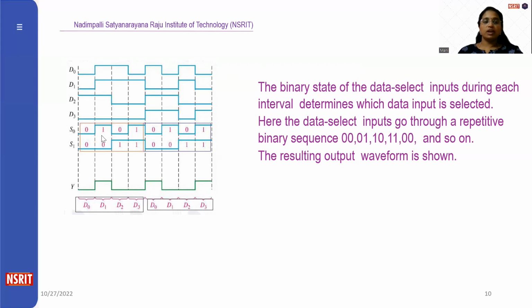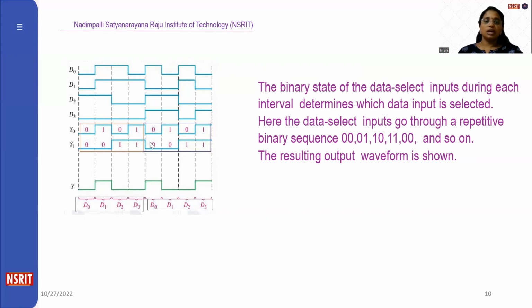Here it is 0, 1. 0, 1 means it will select D1. Whatever information is available at D1 will reflect at the output. D1 is at a high level in this clock cycle, so the output Y equals D1. Next, 1, 0 means it will select D2. The information at D2 is low, so low. 1, 1 will select D3. Here D3 is a low signal.